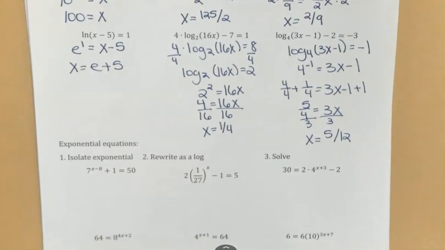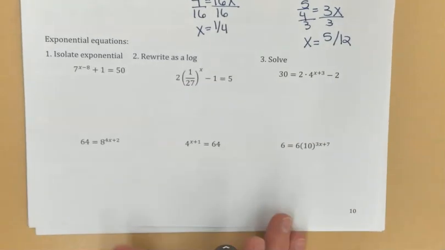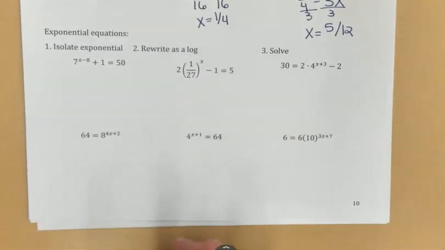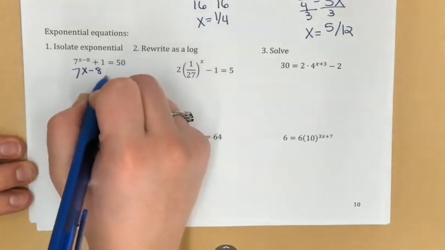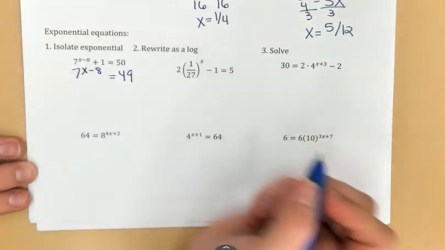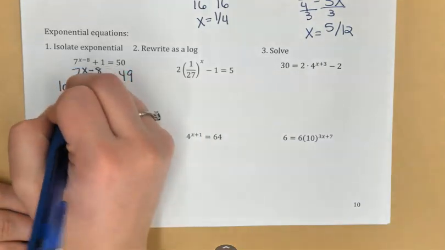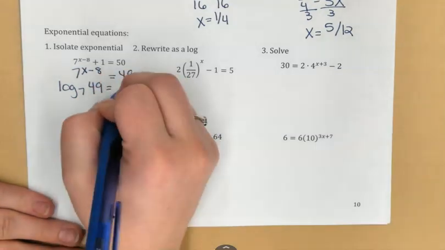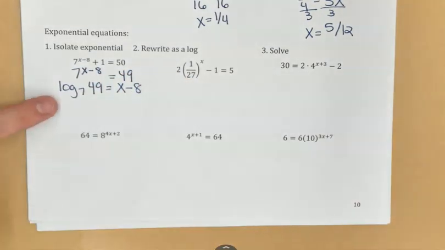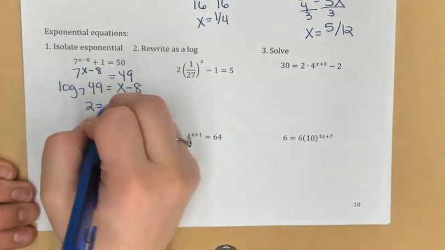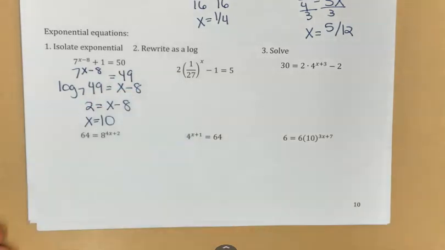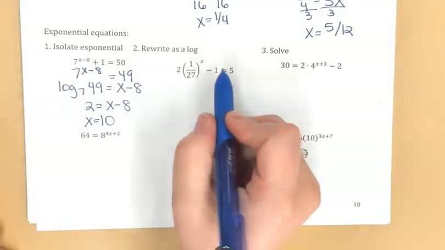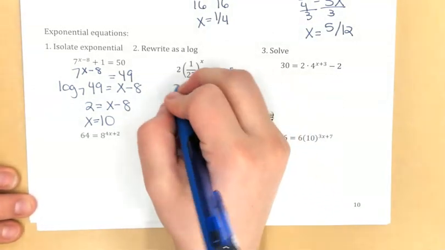To solve exponential equations, it follows a similar pattern. You are going to isolate your exponential, rewrite it as a log, and then solve. So on this first one, I need to subtract 1. So 7 to the x minus 8 equals 49. Now I can write this as a log. The log base 7 of 49 is equal to x minus 8. Well, I know log base 7 of 49 is 2. So if that's equal to x minus 8, I would just add 8 to both sides, and I find that x is 10.